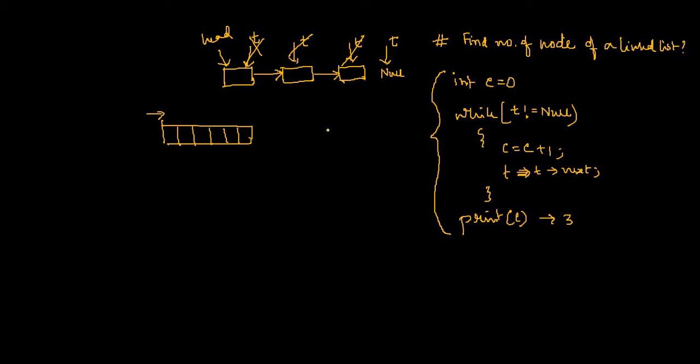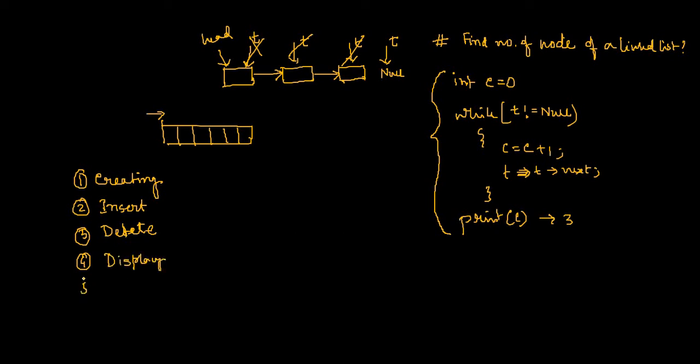And one more thing is that we have a lot of different types of functions that we can see over here, right? For example, you can consider a function for creating, a function for insert, a function for deleting a node from the linked list, a function for display, a function maybe for reverse.